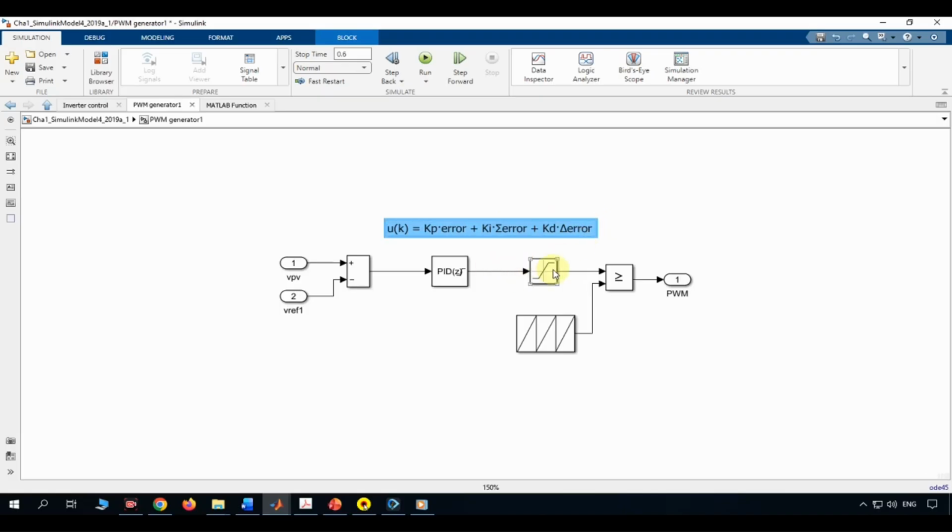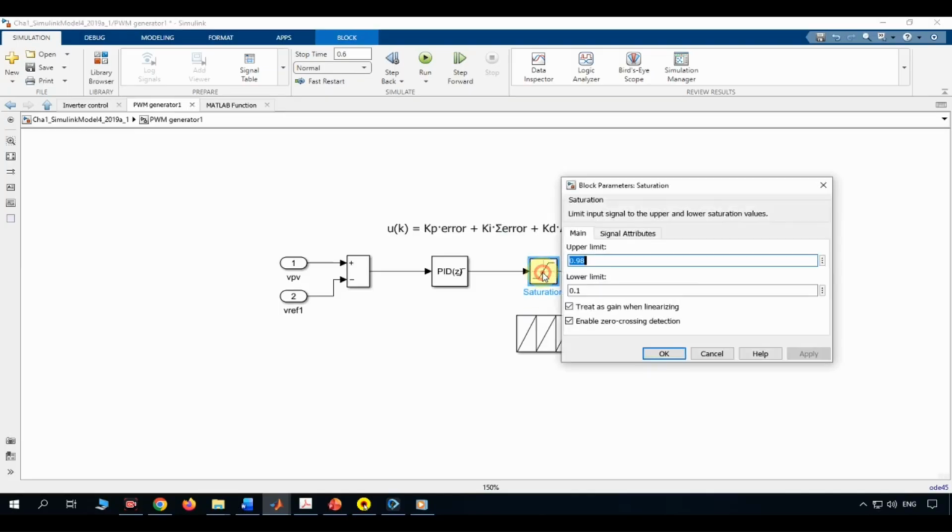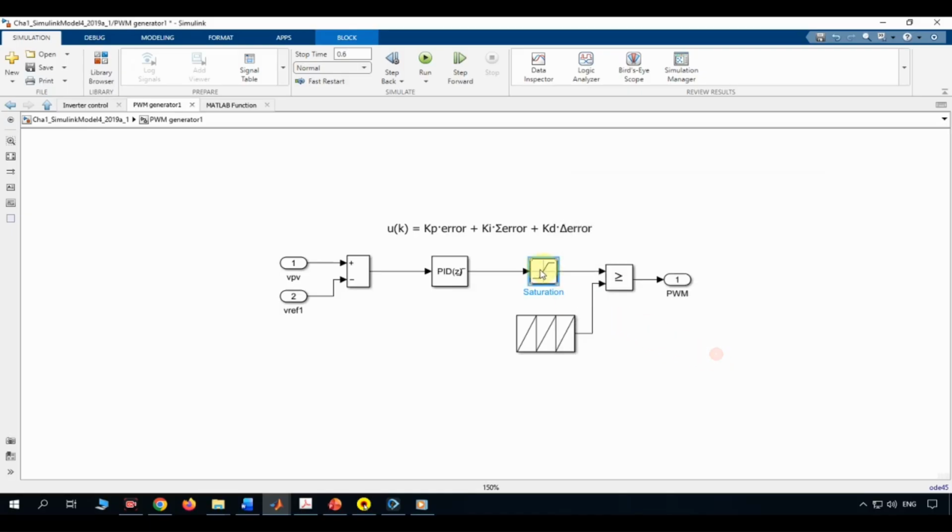3. Saturation block. The diagonal line block right after the PID clips the controller's output to a fixed range, almost always 0 to 1 in a duty cycle context. This prevents the PID from commanding an invalid or unsafe duty cycle, like negative or above 100%, which is essential since integral action can otherwise wind up beyond physical limits.